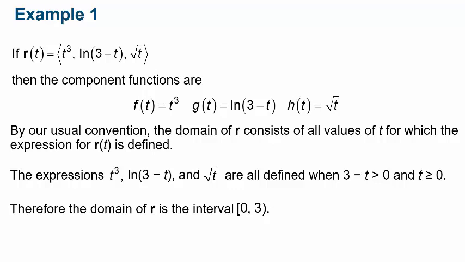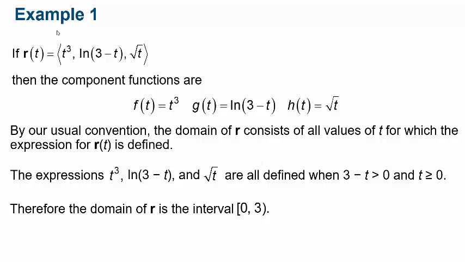All right, so let's take an example here. If we have the vector valued function r of t and its components are defined as t cubed, comma, the natural log of 3 minus t, comma, and the last part is the square root of t. These are the individual components that I was talking about. What we know next is the domain of r consists of all values of t for which the expression r of t is defined.